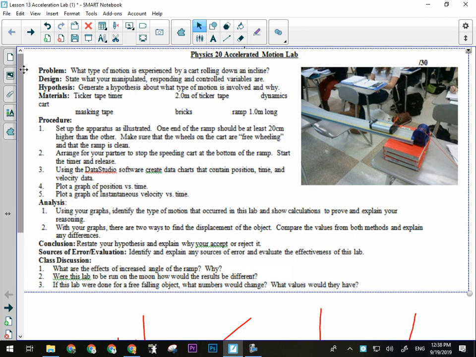We're measuring two other things. Is it possible to have more than one responding variable? Yes, it is.